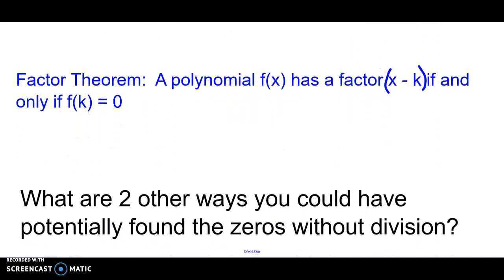And then just something for you to think about is what are 2 other ways you could have potentially found the zeros without division. I'd like you guys to take a moment, think about it, write it down, and then we'll move on.